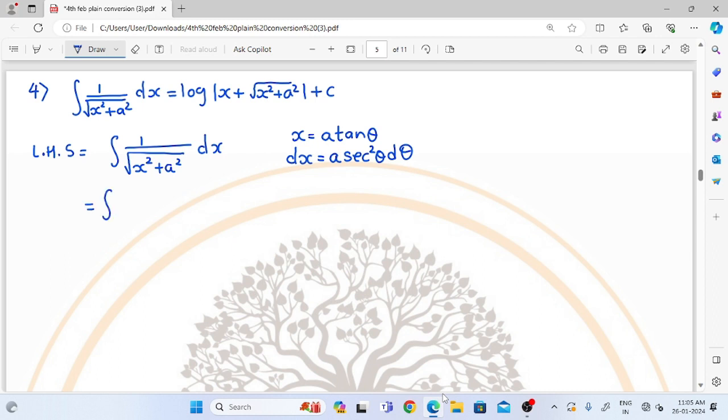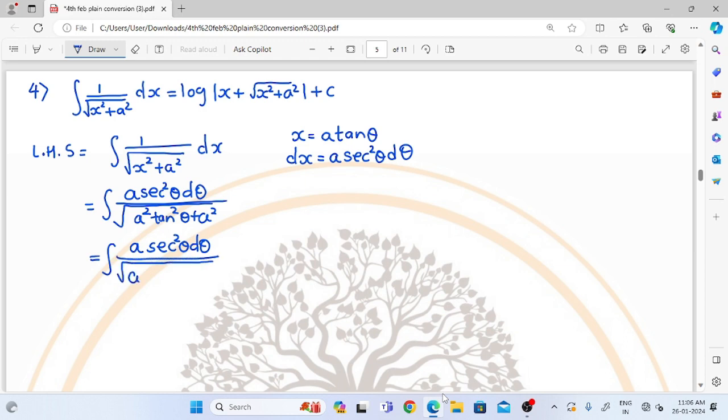So integration in the numerator 1 into dx, that is dx, so the value of dx is a sec square theta d theta. In the denominator, just square root is the new thing, remaining thing as it is. x square means a square tan square theta plus a square. So again the same thing, take a square common in the denominator, so numerator as it is, divided by inside the square root, if we take a square common, so in the bracket will remain tan square theta plus 1. Okay. And we know that by using the identity, 1 plus tan square theta or tan square theta plus 1 is nothing but sec square theta.